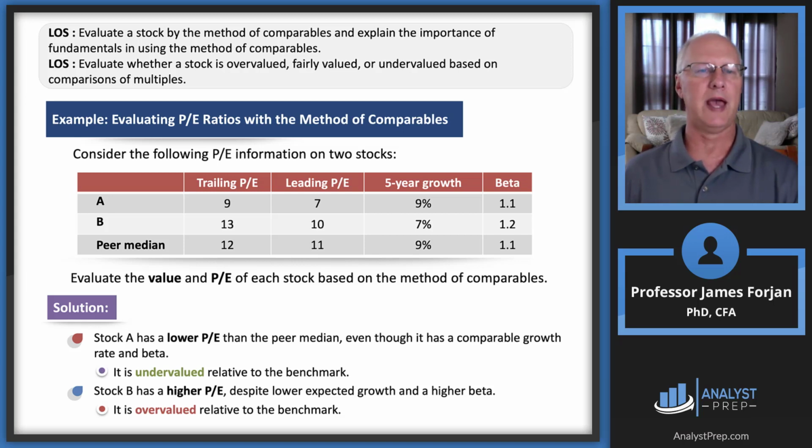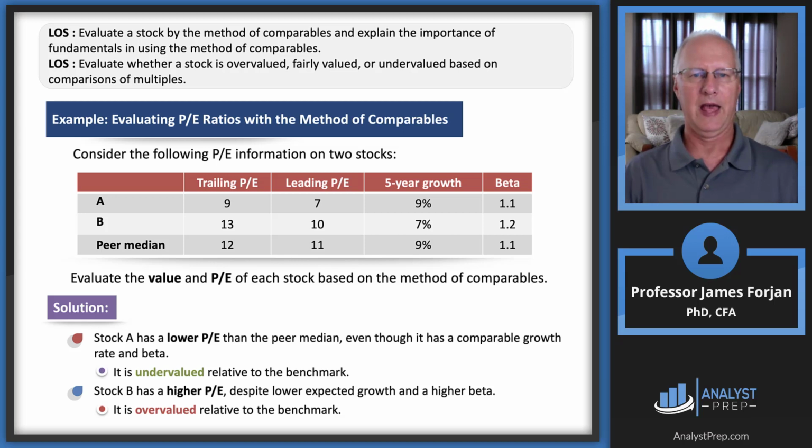We've got 2 companies, A and B. We have a trailing, and we have leading PE multiples, and we have 5-year growth, and then a beta. Oh, so that's important over there, some measure of systematic risk. All right, so the question asks us to evaluate the value and PE of each stock. All right, so what are we doing?